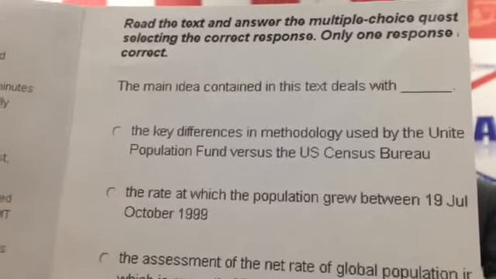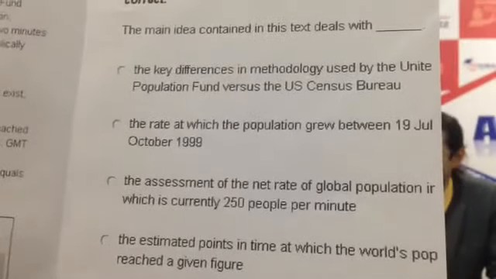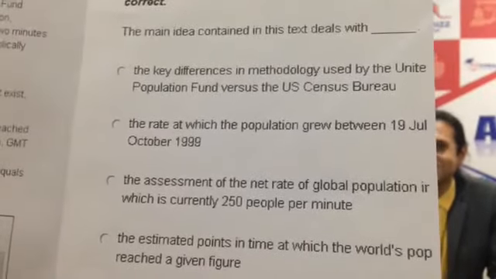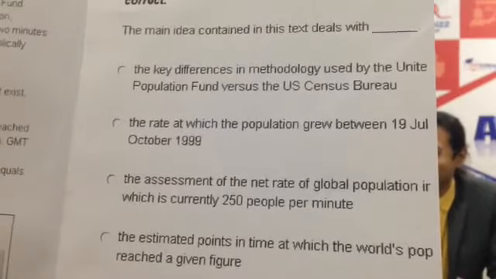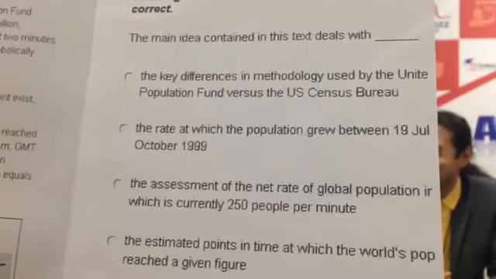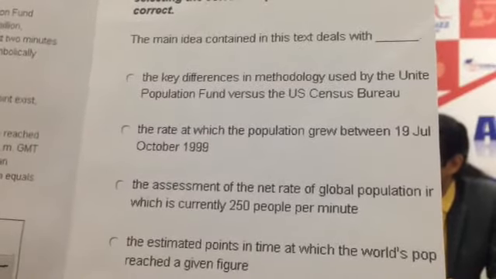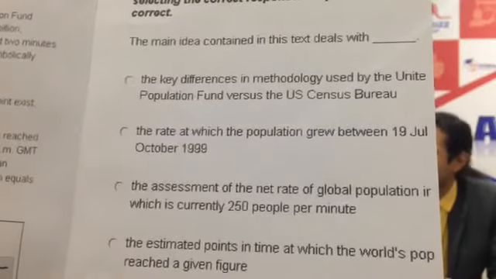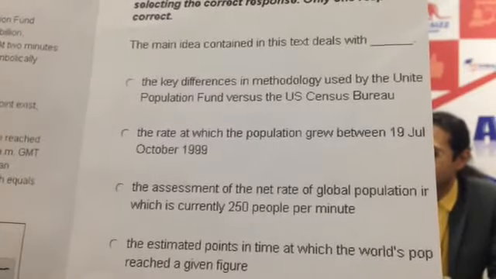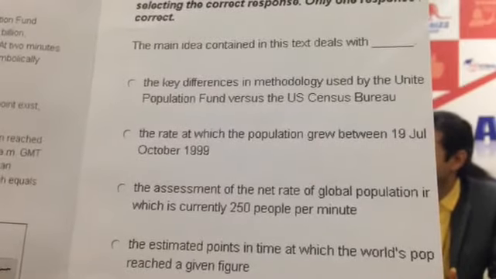And for the question, the main idea contained in this text deals with dash. The main idea in the passage deals with something. You can also rephrase this question to say, what can you infer about the main idea behind this passage? Something like that. And as we can see, there are 4 options, but what do you want to do? Do we read the options first, or do we read the passage first?